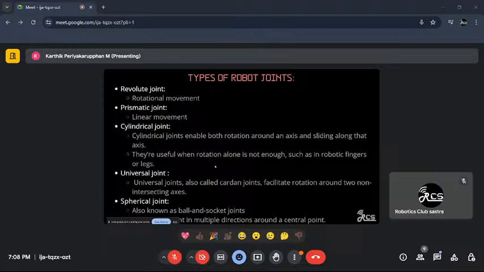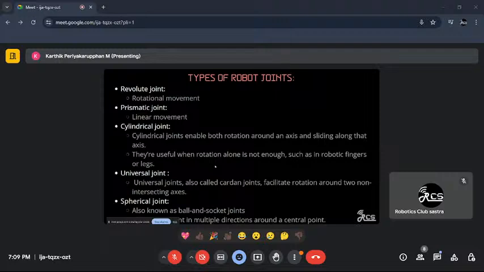So I have told you about some joints and links, right? You might have wondered, what are these joints? How do they work? Actually, there are two broad categories of joints. They are the revolute joint and the prismatic joint. A revolute joint does a rotary motion, revolving around an axis. The prismatic joint has a linear movement, traveling along the axis. And the cylindrical joint, universal joint, and spherical joint are derived from these two broad categories.